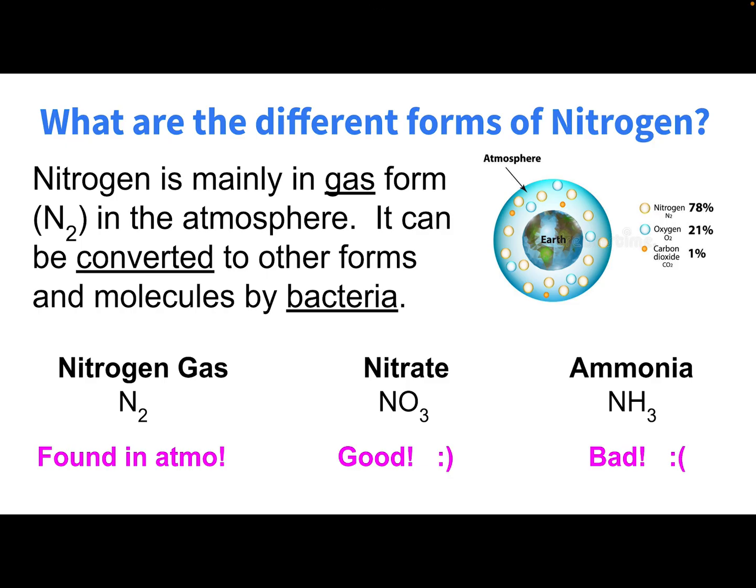Everything in this pinkish purplish color should be written down on your notes. Nitrogen gas can be found in the atmosphere. Nitrates are good. They are actually essential. They're super, super important. And ammonia, of course, is toxic and bad.